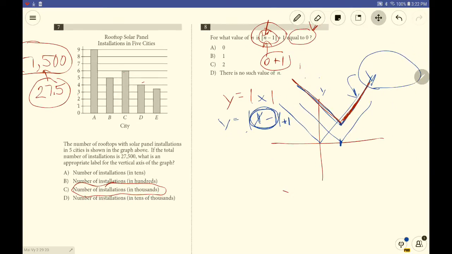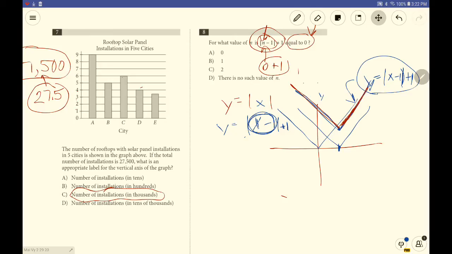Number 8, look into that expression and see where it's equal to 0. It can never equal 0, because the absolute value of anything is 0 at the least. So if you add 1 to that, it's 1 at the least and can never equal 0.